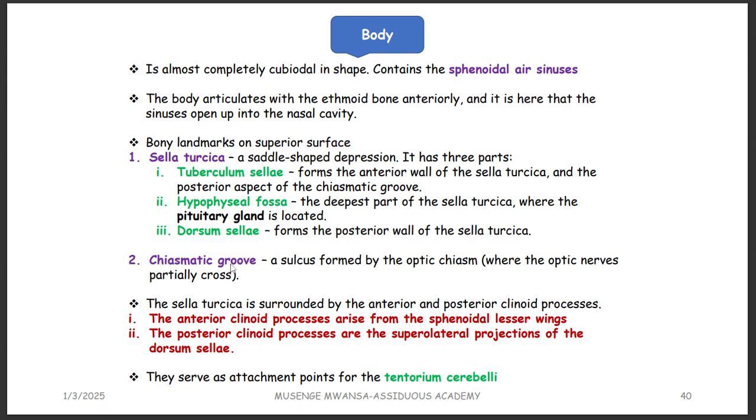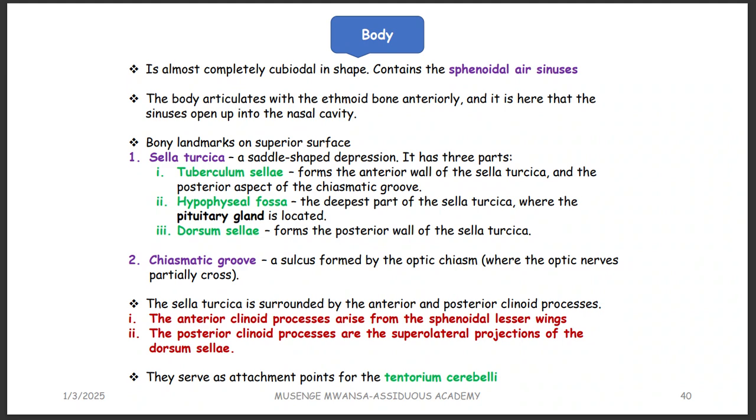And then the chiasmatic groove is a sulcus formed by the optic chiasm. You know the optic chiasm. We can describe this. Hope you are going to follow this a bit because I'm not writing on the board. You have the eye. From the eye, you have a nerve known as the optic nerve. The optic nerves from the left eye and the right eye join. That forms what we call the optic chiasm. The optic chiasm then sends off two continuations, one on the left side and one on the right side, which are the optic tracts.